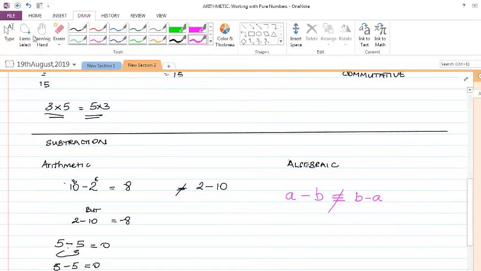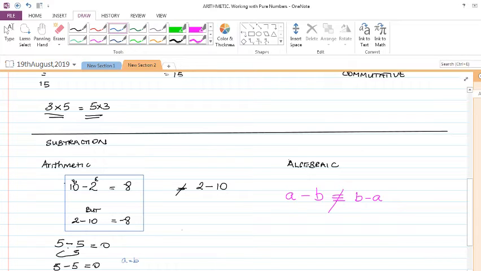So in this first example here, you saw a case where 10 minus 2 is equal to 8, but 2 minus 10 is equal to minus 8. And clearly, A minus B was not equal to B minus A. That's obvious. In this case, however, 5 minus 5 is equal to 0. When I change it around, 5 minus 5 will give me 0. In this case, A happened to be equal to B.